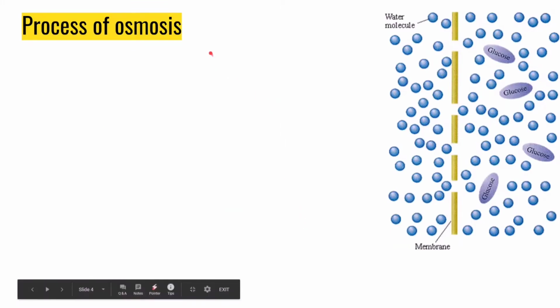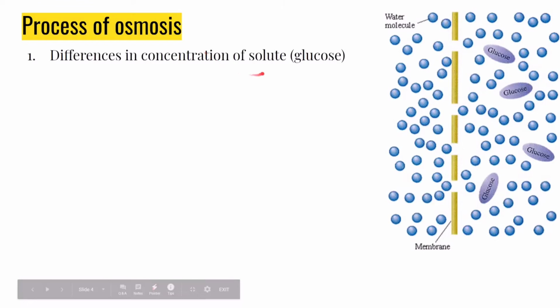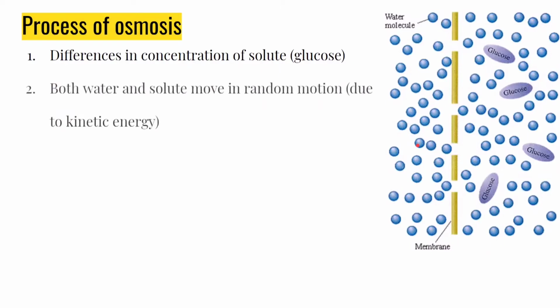So now let's have a look at the process of osmosis. Here you can see we have differing concentrations of our solute, and this is glucose. And this is a partially permeable membrane, and these tiny spheres are water molecules. Both the water molecules and the solute molecules move in random motion, and this is due to their kinetic energy. So all of these are moving around.